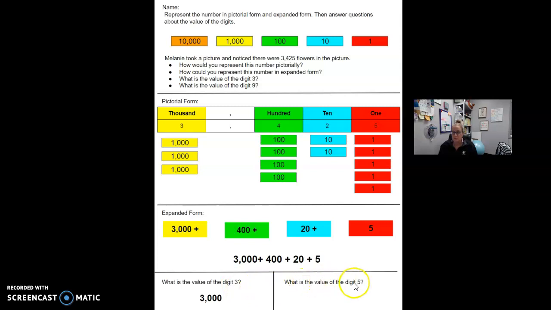What if I wanted to know the value of the digit 5? So the first thing I have to do is figure out where the 5 is.